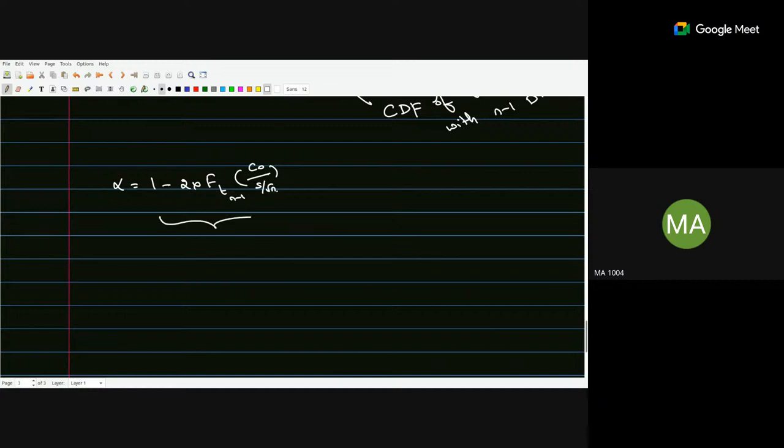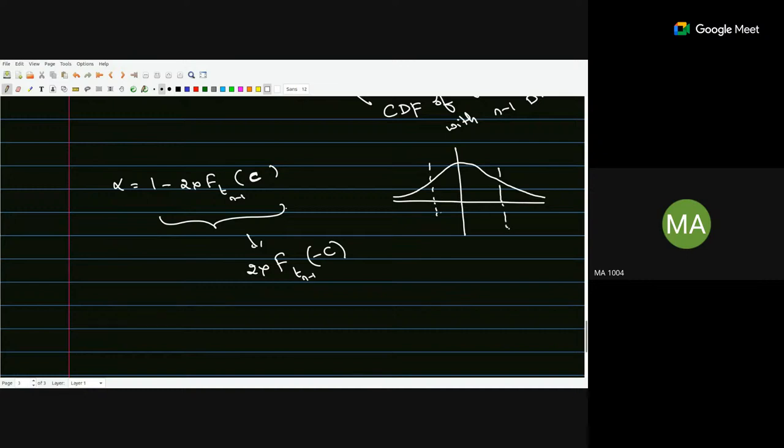You can write in this manner, or you can write it as two times F of t n minus one minus c. This is equivalent to this. If my c is negative, then I can write it like that. The distribution is symmetric about the y-axis, so when you do the modulus you get minus c and plus c, and you consider both tails. This is what alpha is for you.